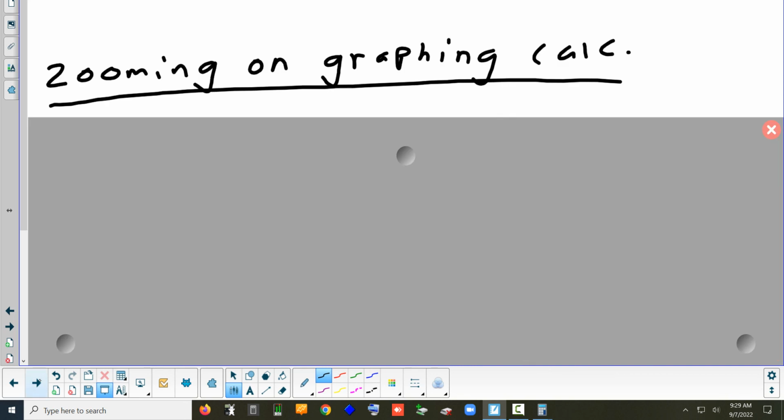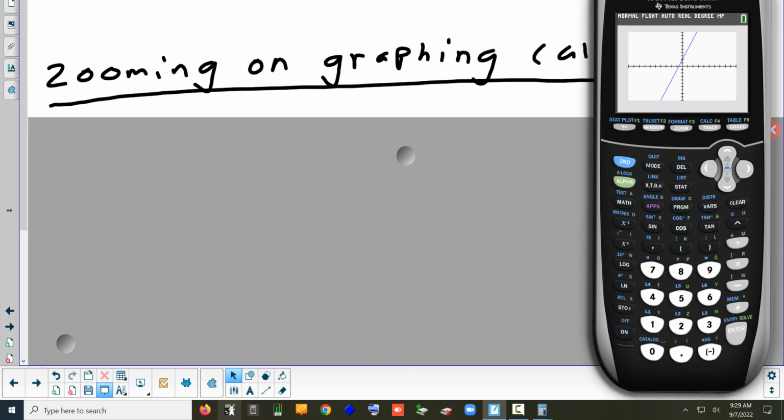Okay, so this is probably going to be new. On the graphing calculator, sometimes we draw something and it's not on the screen. We have to fix it so we can see it. Let me show you an example. You can just watch what I'm doing right now, or if you want to practice typing it in, you can.